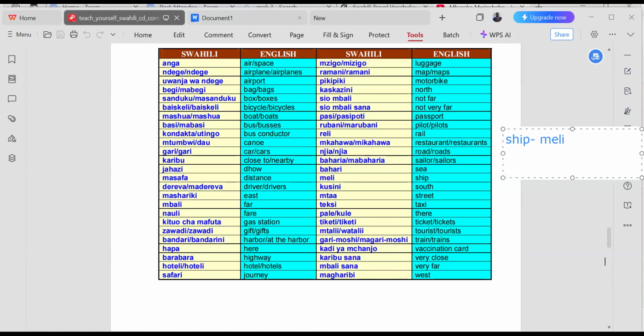So meli is the name for the ship. But you have the small ones. There are some small ones these guys move around with in water. They pull these sides, they move around like that. That one we call mashua, which is a boat, the small boats. Mashua. The boat. We have meli.